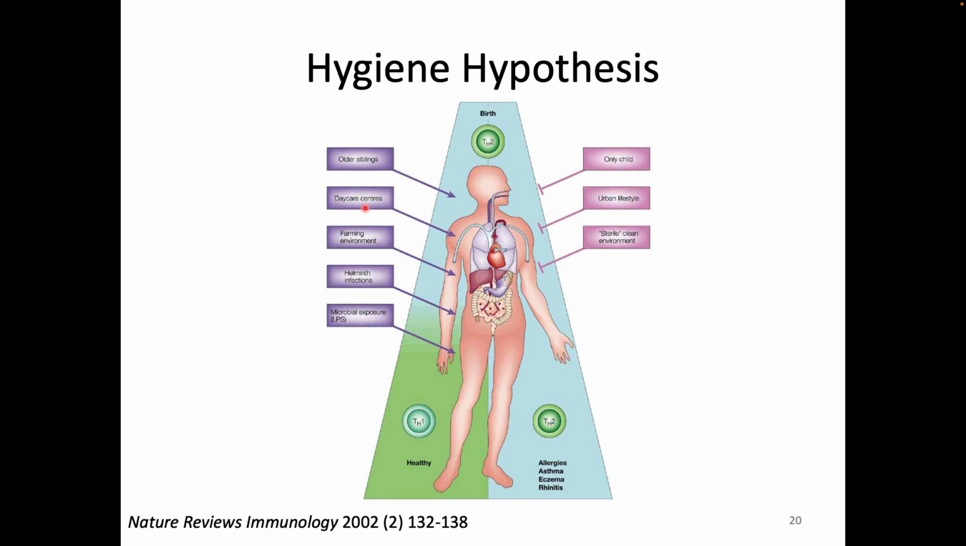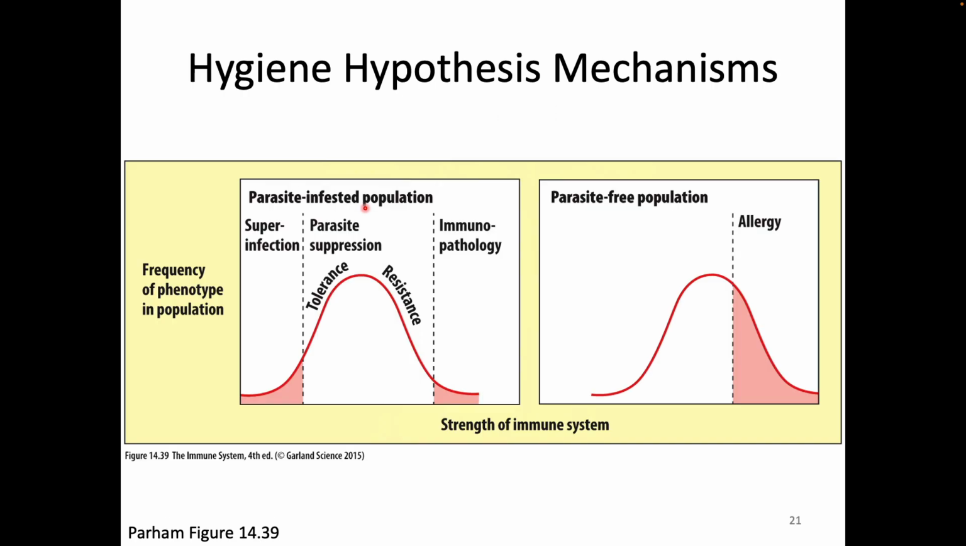There are also other hypotheses about what's going on with the hygiene hypothesis, one of which is shown here, and I think that this is also really interesting to think about. If we imagine our population as having a distribution of immune responses, some members of our population have a low immune response, some have a medium immune response, some have a high immune response. The ones who have the high immune response are the ones who are most likely to have autoimmunity because their immune response is really high, right?